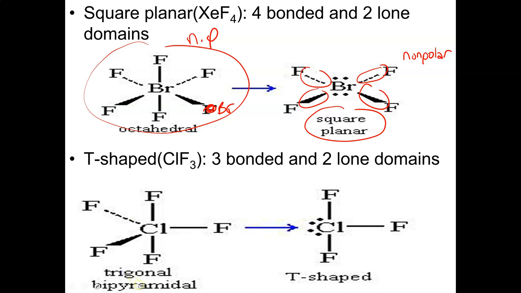All right, so trigonal bipyramidal, notice there's 5 domains total. This is also symmetrical. I know, looks crazy. How's 5 things symmetrical? They are. Remember, it's 3 dimensions.